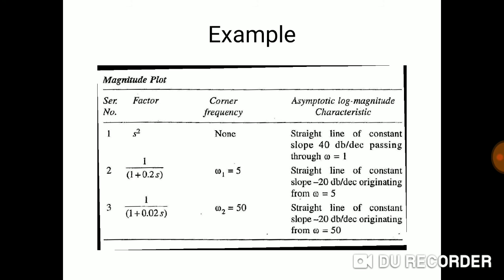We have listed it in a table also. We can refer to that table of basic factors. So 2 into 20 dB is 40 dB. Then 1 upon 1 plus 0.2 s, the corner frequency omega 1 is equal to 5. So for this we have a straight line of minus 20 dB. Already we know that for 1 upon (1 plus s), a minus 20 dB slope is there. For this also minus 20 dB, and omega 2 is 50.